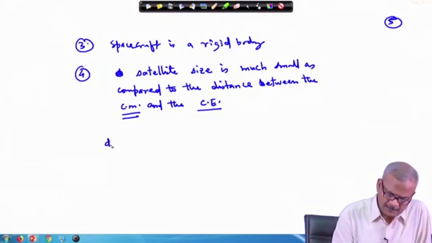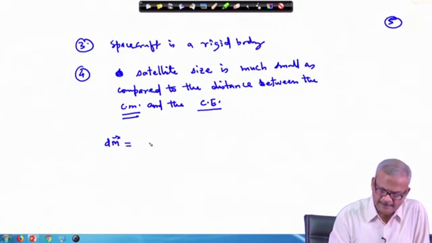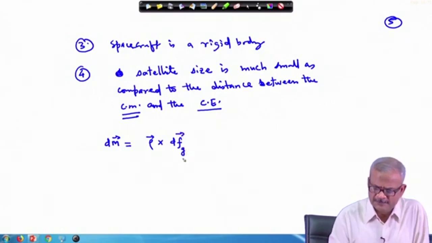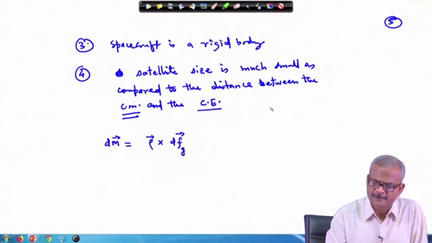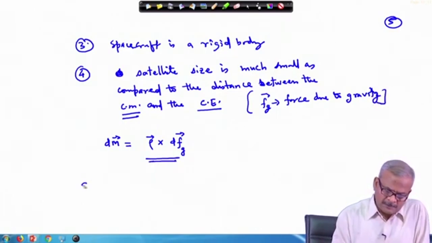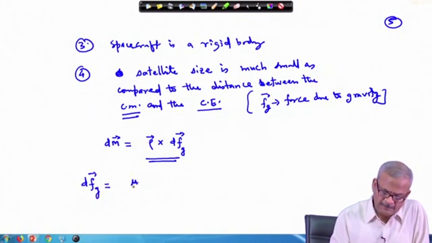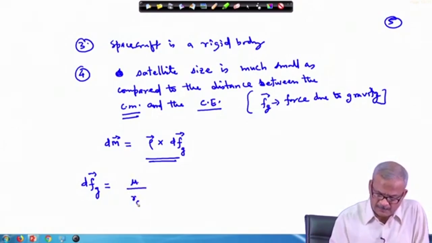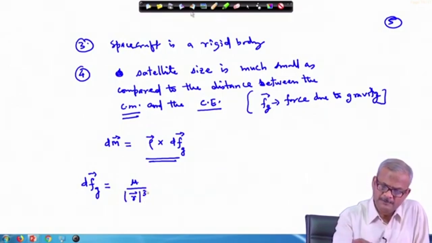Already we have written that dm, the torque acting on the satellite, can be written as rho cross dF, and if we put a g here, this just indicates that this is the force due to gravity. So, dF_g is the force due to gravity. And as we know, this dF_g can be written as mu by r magnitude whole cube.